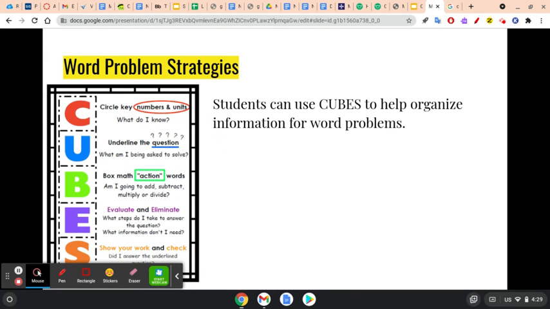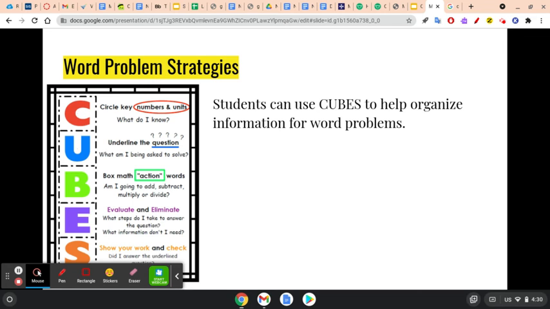So with word problems, we do give strategies for students to use, such as the CUBE strategy. This strategy helps students organize information within word problems. If you look on our little anchor chart here, you see that CUBE stands for different things. The C stands for circle key numbers and units. So what do I know? And I do tell students to be careful with just circling every number.